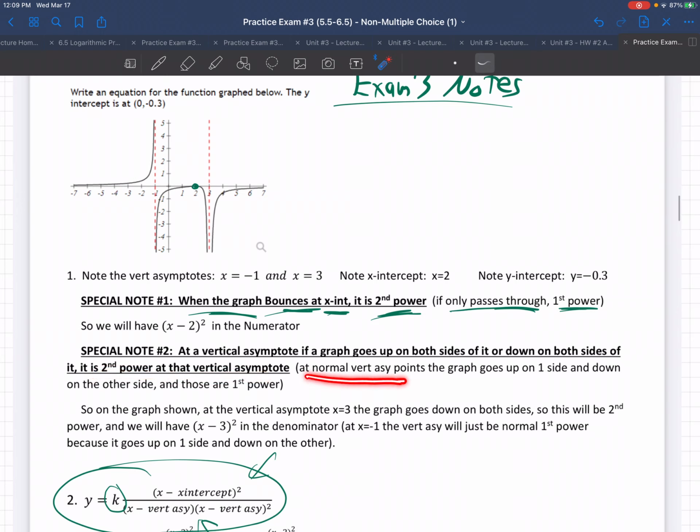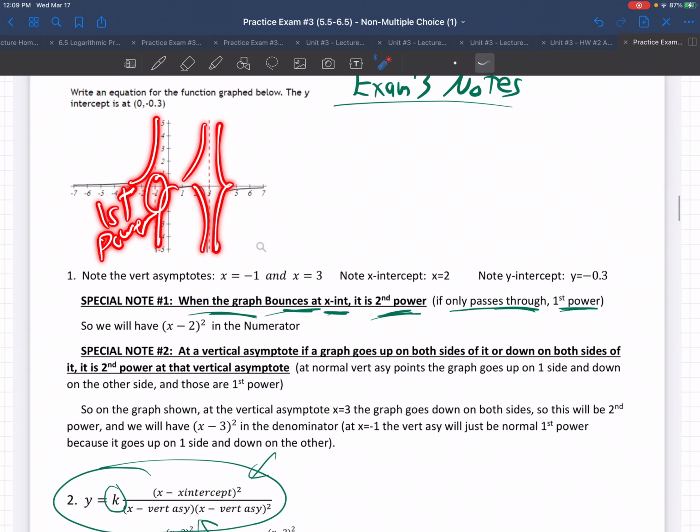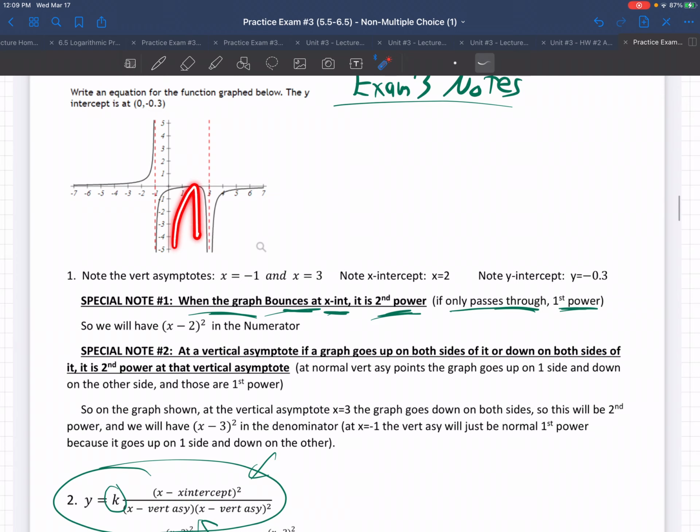At a normal vertical asymptote, the graph goes up on one side, down on the other, and those are first power. So if it goes up on one side, down on the other, like that guy, that'll be first power. And if it goes down on both, or if it went up on both, for that vertical asymptote, that'll be second power. Does that make sense? It's kind of like bouncing. It looks like a bounce, right? Because if you bounce, you're down on both or up on both. And that's always second power.